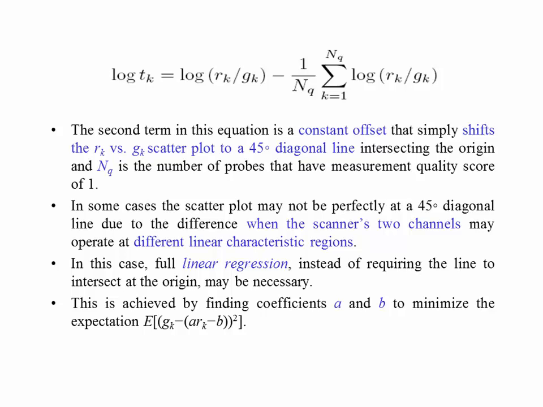In this case, you'd probably use full linear regression instead of requiring the line to intersect at the origin. So you're not looking for GK equals A RK, where A is a constant. You're looking for GK equals A RK plus B, or A RK minus B. This is achieved by finding coefficients A and B to minimize the expectation of (GK minus A RK minus B) squared. So it's like a least squares fit that you're trying to do.